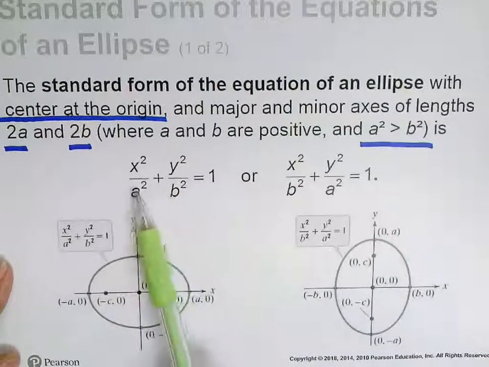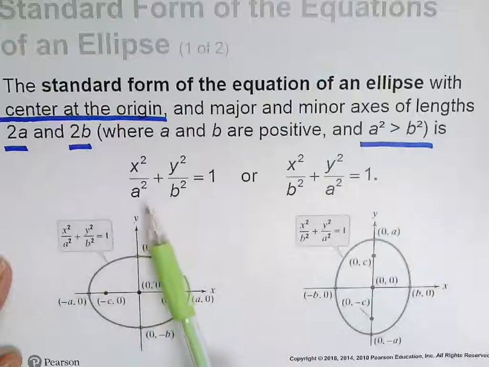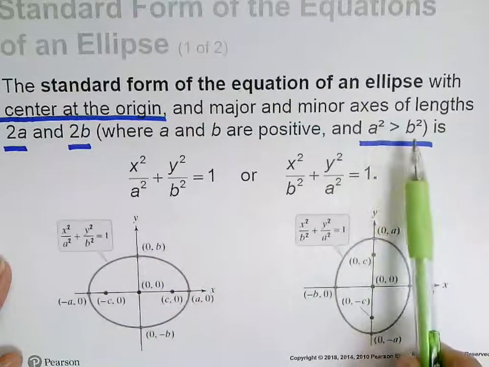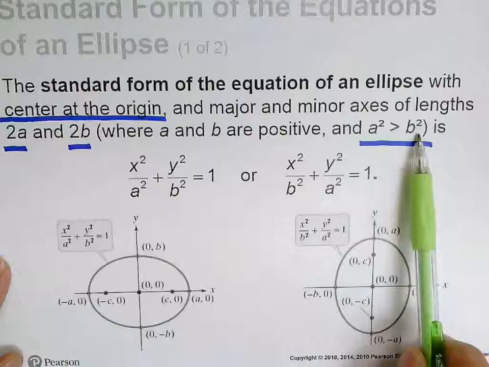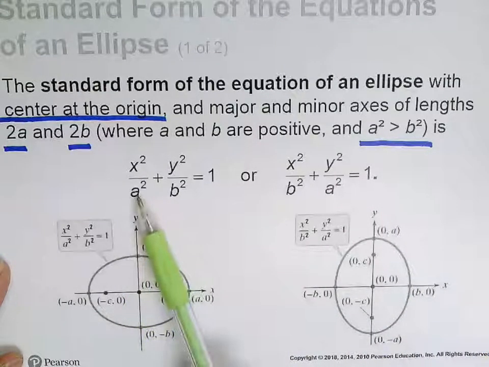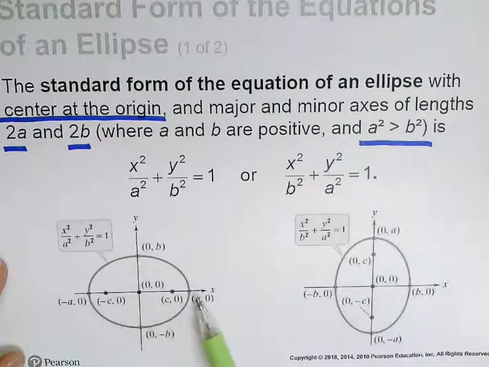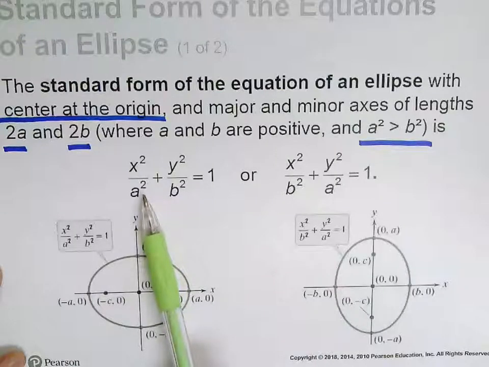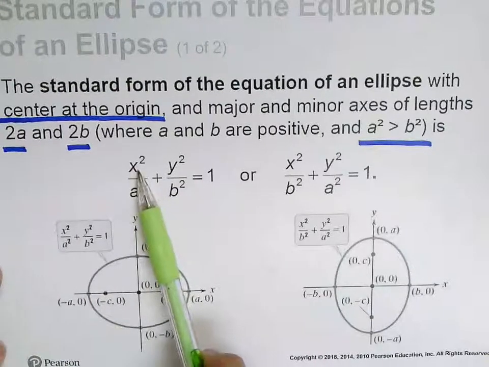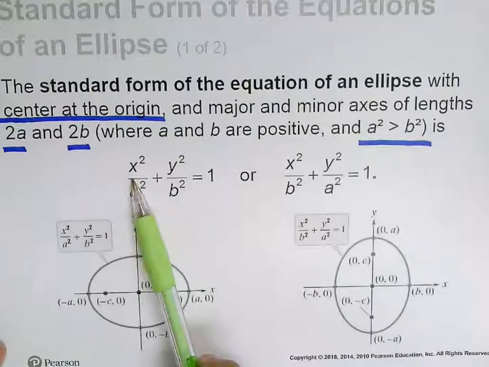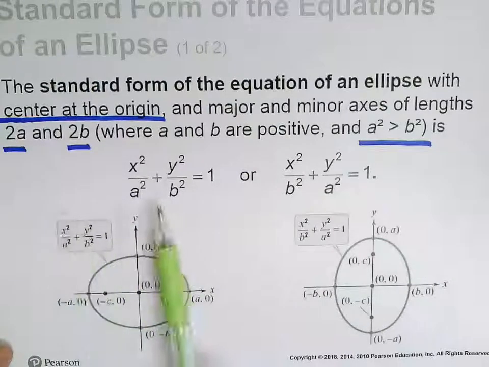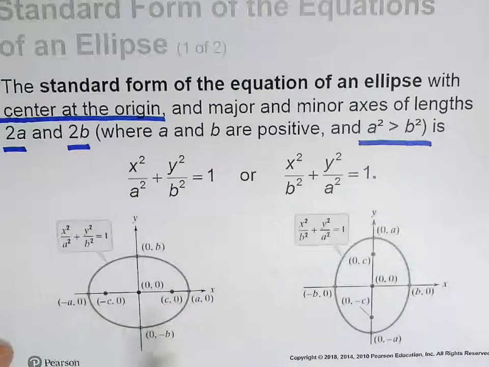Well, here we have the standard equations of an ellipse. And notice that a squared is always larger than b squared. In other words, the larger denominator is always a squared. So here is an ellipse where the major axis is horizontal. You see the a squared, which is the largest denominator, is under the x variable. Think about the x-axis. The x-axis goes from left to right, so the major axis is horizontal.